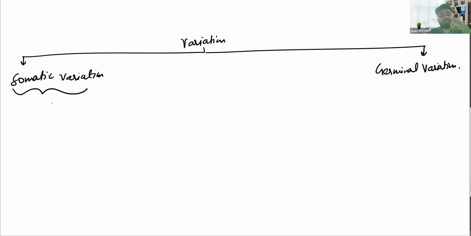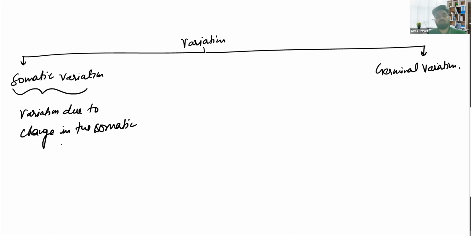Okay, so this is somatic variation, the variation that occurs in the somatic cells of the organism. There are two types of cells in our body. Somatic cells are those cells that have 46 chromosomes. Because these somatic cells do not participate in reproduction, we say that these variations are not transferable from one generation to another generation.